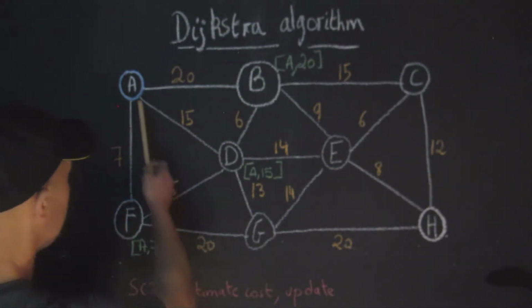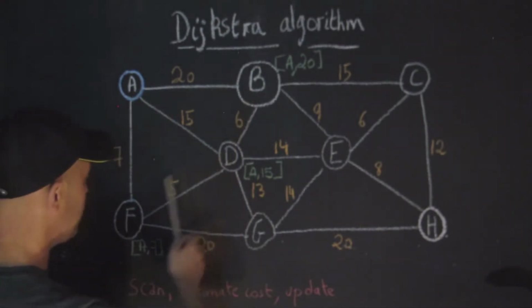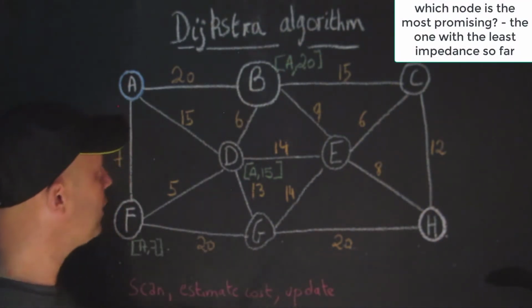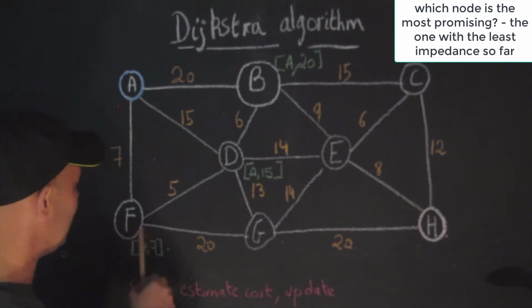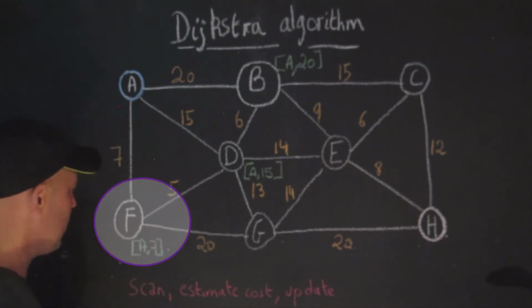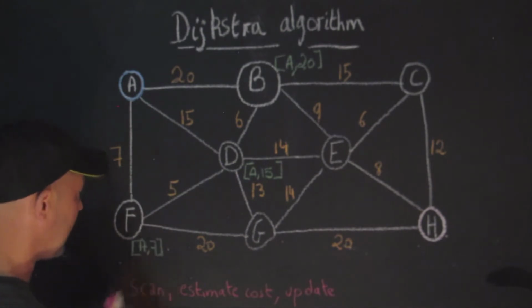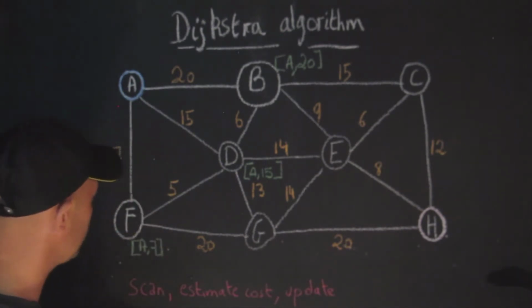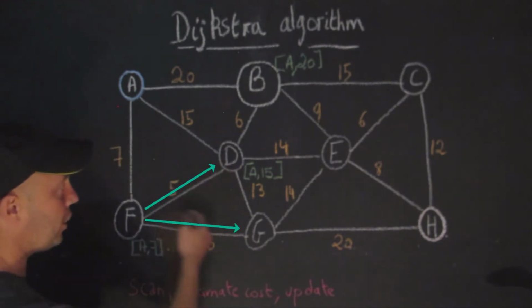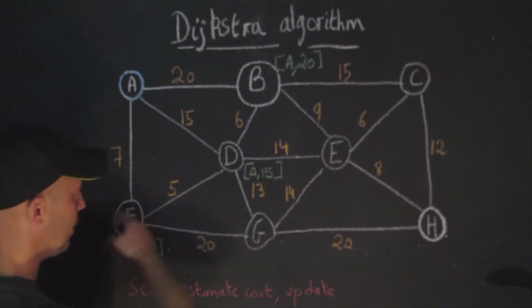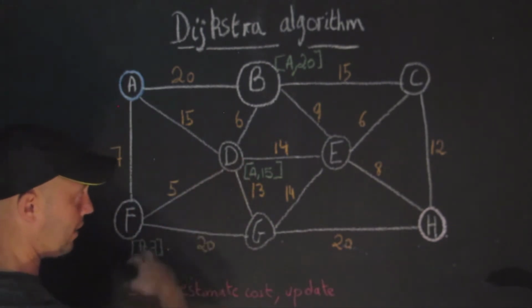So I look from here and I'm asking myself, which node is the most promising? And how to define the most promising? It would be the node that has the least amount of impedance so far, and that will be F. So I'm going to leave this as is, and I'm going to recalculate the cost from F to all of the other nodes that can be accessed. Now we're not going back to A, but we can go back to D and we can go to J.